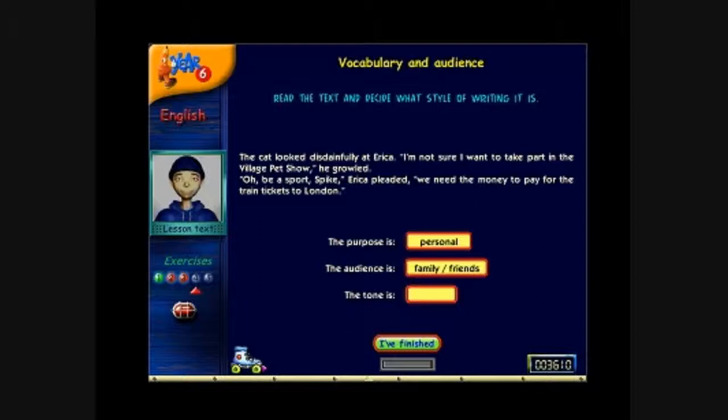Is this a story? Or... The cat looked disdainfully at Erica. It's not personal, it's descriptive probably. Family, friends, general, and the tone is... both. That's why I guess it's a book. It's a fucking book. Story from a book. What's wrong? What's that? Narrative.